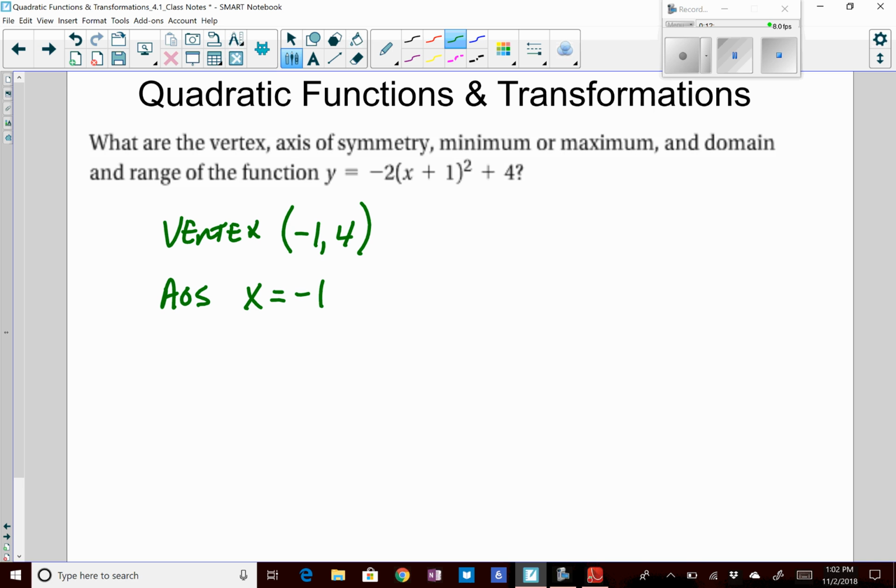Now they want to know, does it have a minimum or a maximum? So the thing to key in on is the value of a. So we see a is negative here. When a is negative, we've got a maximum value, right? Because when a is negative, the opening of the parabola is going to be at the bottom, and your vertex is going to be at the highest point. So that highest point is your maximum. And the value we said was whatever k is, so our maximum value is 4 in this case.